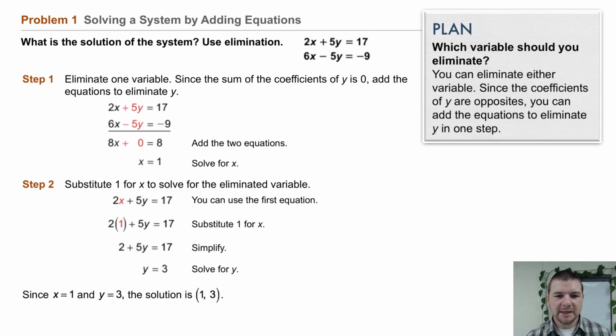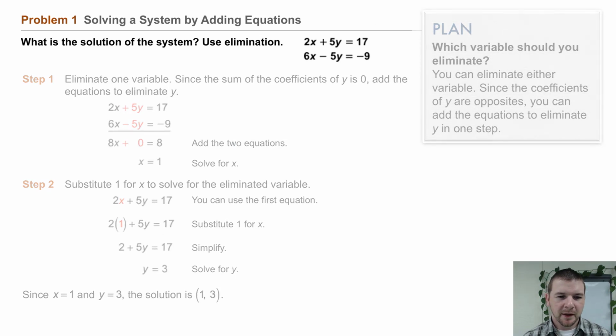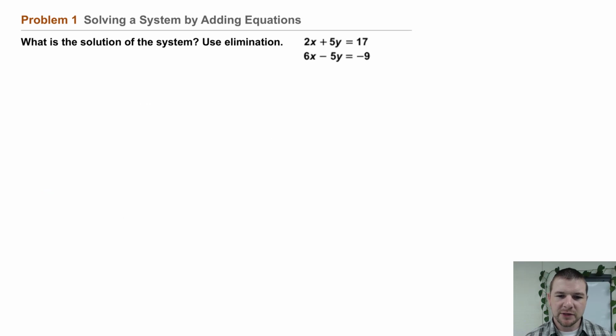Problem 1. Solving a system by adding equations. What is the solution of the system? Use elimination. So we have the two equations, both in standard form, 2x plus 5y equals 17, and 6x minus 5y equals negative 9. Remember, our first step was to identify a variable that will have a coefficient of 0 when we either add or subtract one of the equations from the other. In this case, that's going to be the y's. Notice we have 5y in the top equation and negative 5y in the bottom equation.